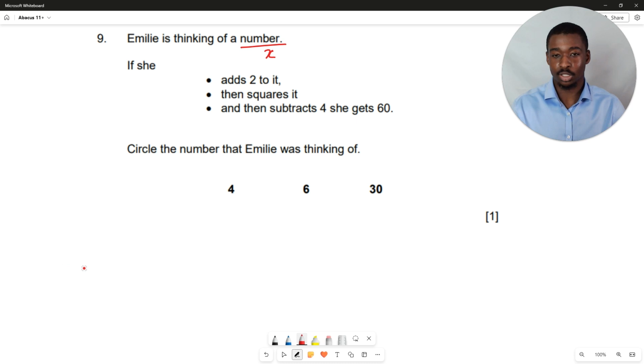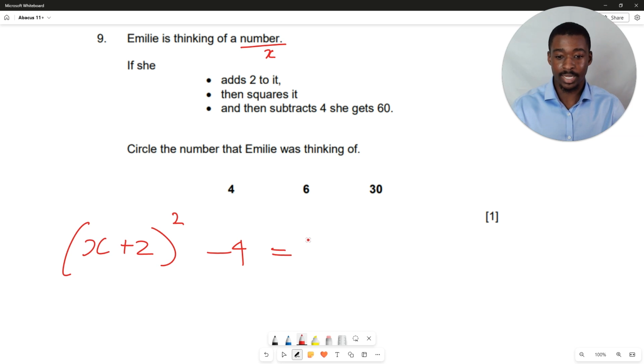Well, first she adds 2 to it. She adds 2 to X. So we have X plus 2. Then she squares everything. So very important here, she's not squaring X. She's squaring everything, X plus 2. So we need some brackets and we're squaring everything. And then she subtracts 4 and she gets 60. What number was Emily thinking of?